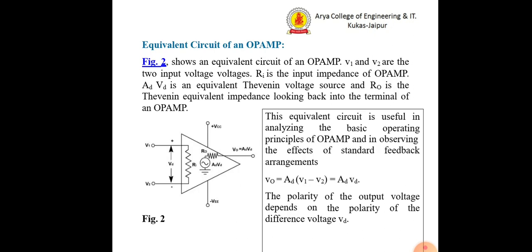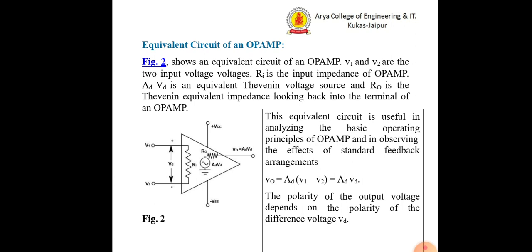Now we discuss the equivalent circuit of an op-amp, which is shown in figure 2. Here V1 and V2 are the two input voltages. R1 at the input port is the input impedance of the op-amp. AD into VD is the equivalent Thevenin voltage source. RO is the Thevenin equivalent impedance looking back into the terminal of the op-amp, and plus VCC and minus VEE are the power supply connected to the op-amp.